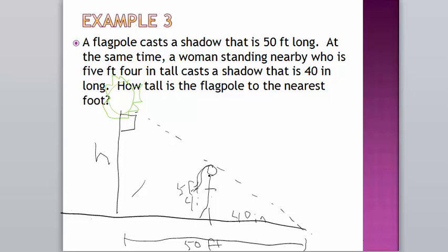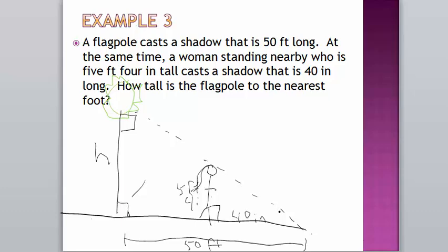Well, notice, we're kind of making an assumption here. The flagpole is straight up and down. It's perpendicular to the ground. We're also assuming the woman isn't leaning over. She's standing perpendicular to the ground as well. So, we have right triangles. But are these triangles similar?